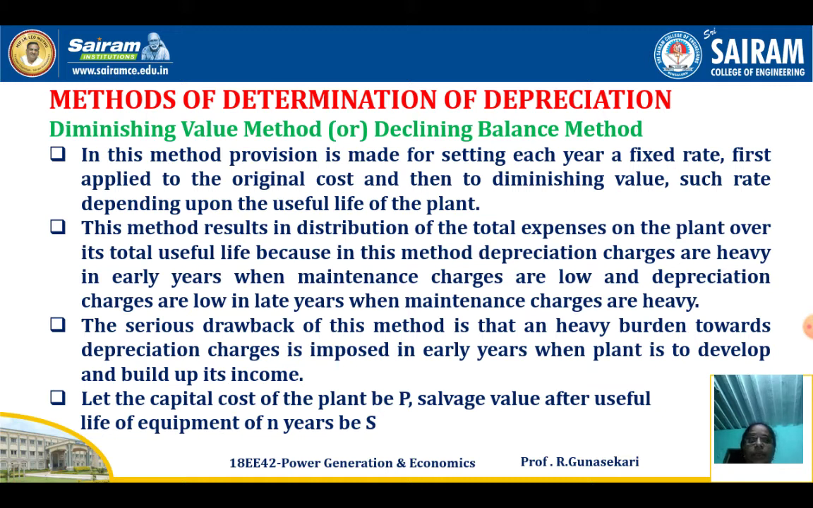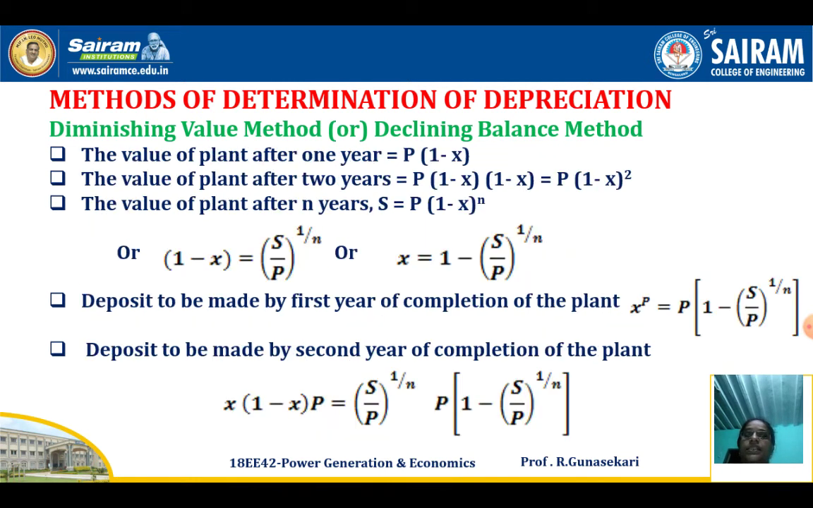Let the capital cost of the power plant be capital P. Then the salvage value after the useful life of the equipment is capital S. Now the value of the plant after 1 year, the formula is P into (1 minus x). The value after 2 years is P(1 minus x), again multiplied with (1 minus x), therefore P into (1 minus x) squared. Similarly, we calculate the third year, fourth year, fifth year, sixth year, seventh year up to n years.